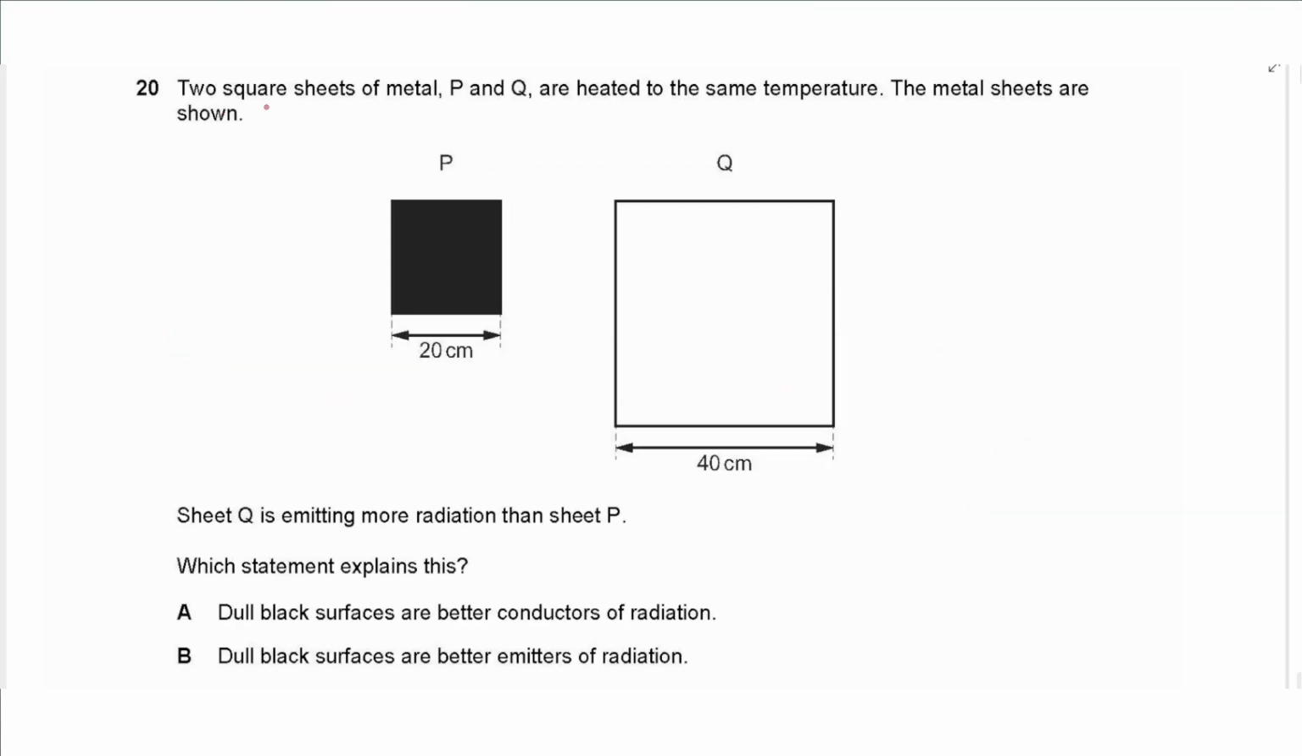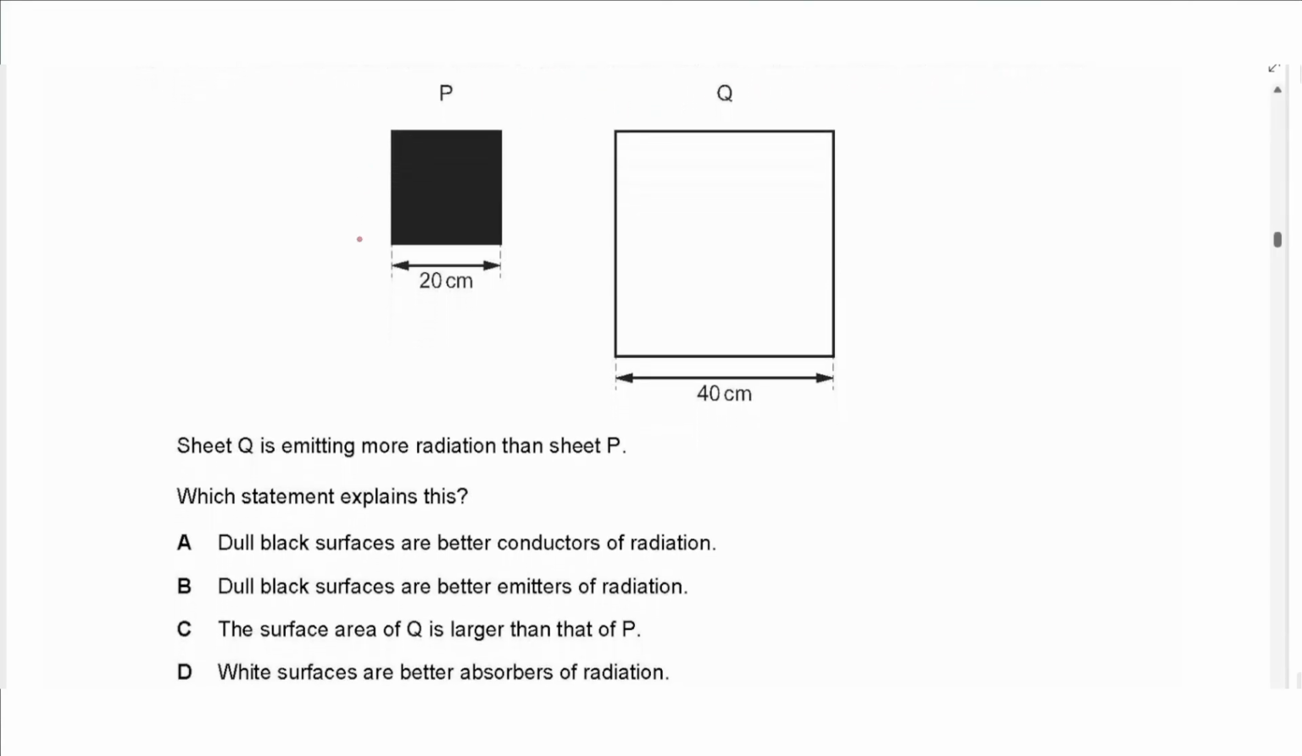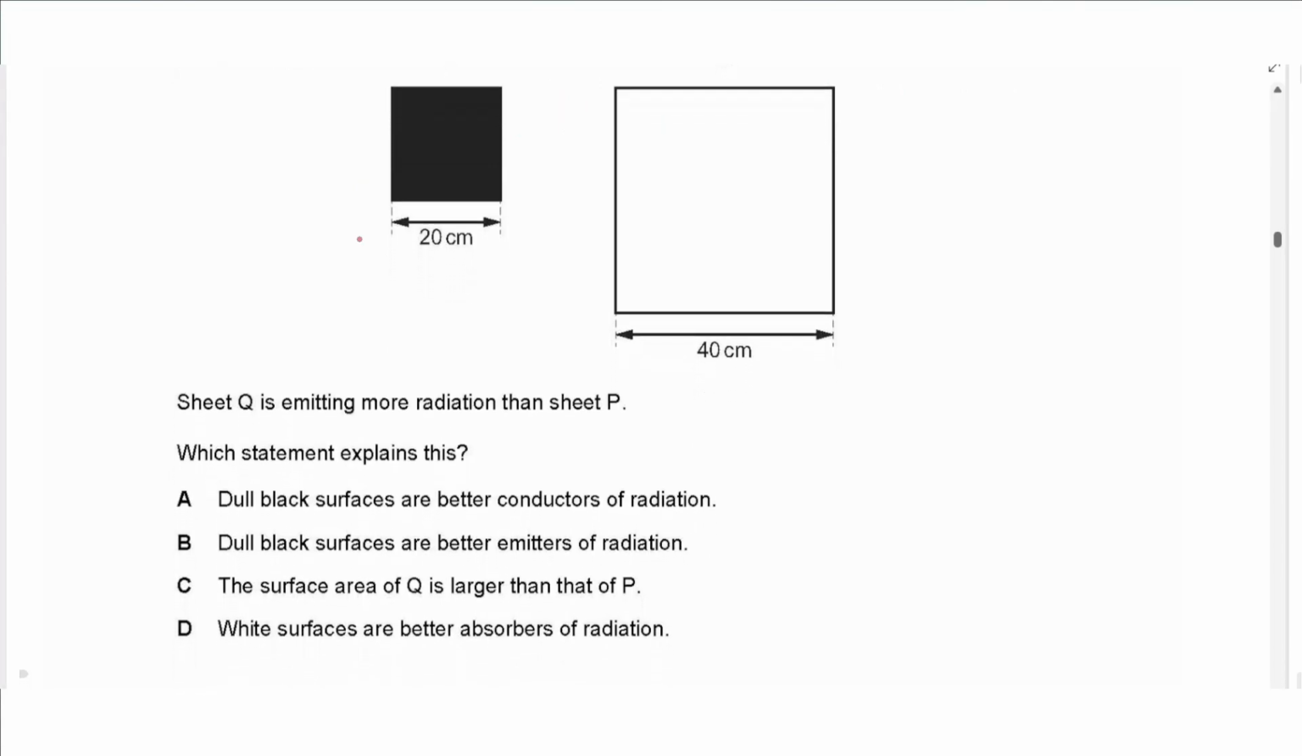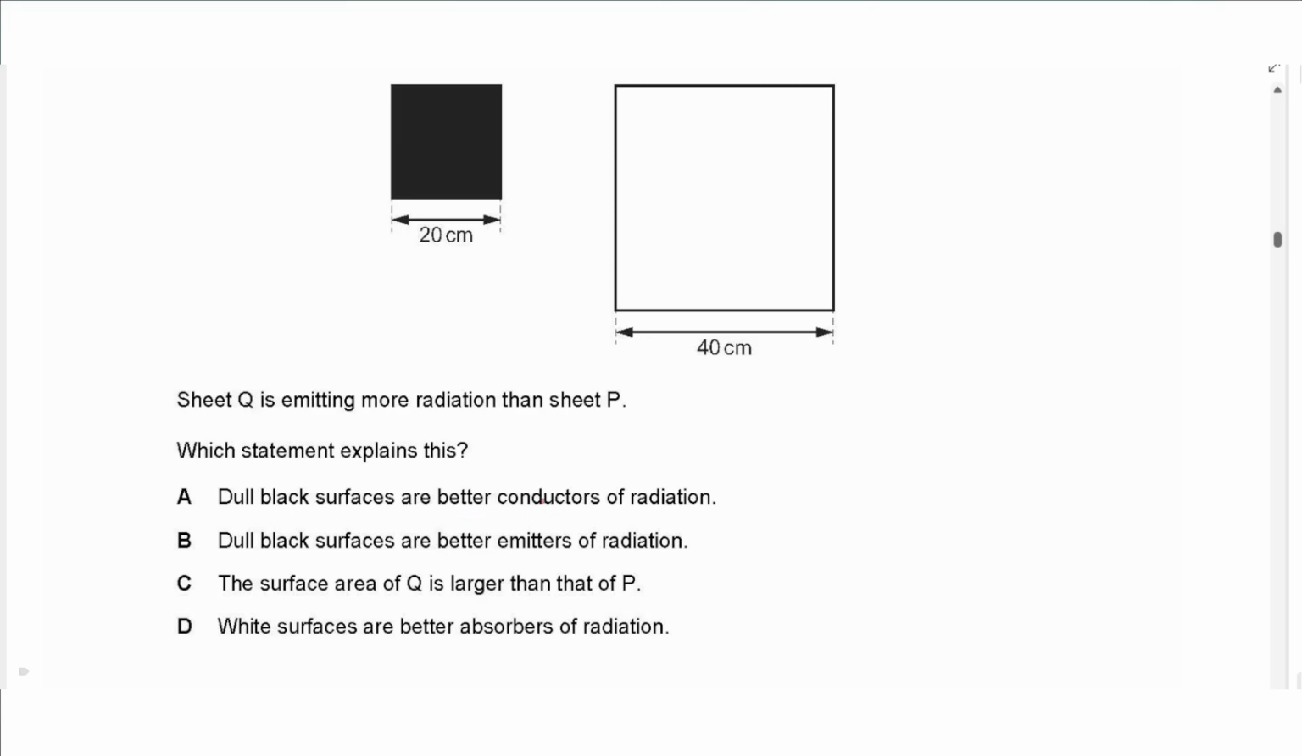Question 20 says two square sheets of metal P and Q are heated to the same temperature. The metal sheets are shown. Sheet Q is emitting more radiation than sheet P. Which statement explains this? Dull black surfaces are better conductors of radiation. There is nothing called conductors of radiation. Dull black surfaces are better emitters of radiation. Yes, but the sheet that is emitting more heat is actually Q. So this is a correct sentence, but not related to this question.